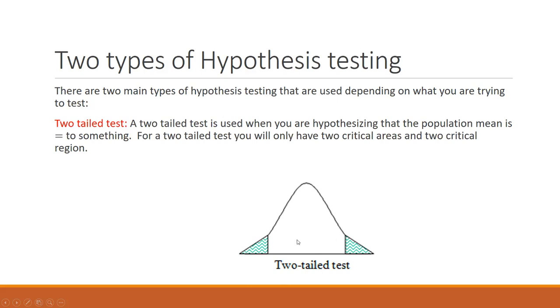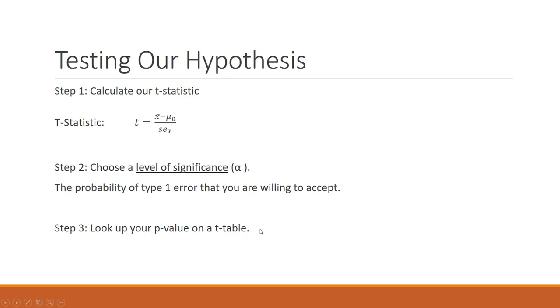A two-tailed test is where we say our alternative hypothesis is just that the null hypothesis isn't true. It could be bigger, it could be smaller, but it's just not true. That's a two-tailed test. All right. So let's look practically. How do we actually do a hypothesis test?